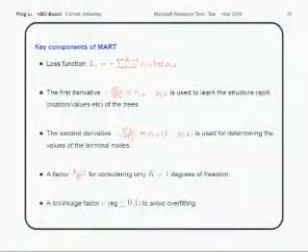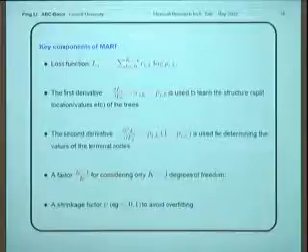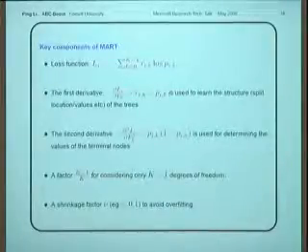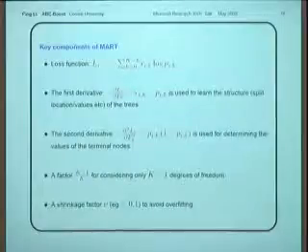So therefore, this algorithm is very easy to understand, because they use the first derivatives to learn the structure of the trees, and they use the second derivatives to determine the value of the terminal nodes. And there's a heuristic factor for considering only k minus 1 degrees of freedom, and they use a shrinkage to avoid overfitting. So it's remarkably stable, as some of you already know, and very good performance can be obtained from this algorithm. And it's not very sensitive to the parameters.